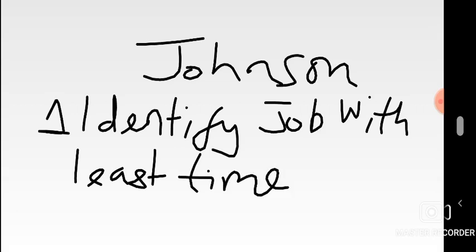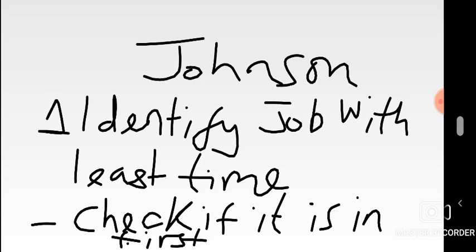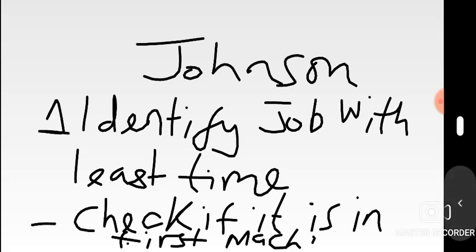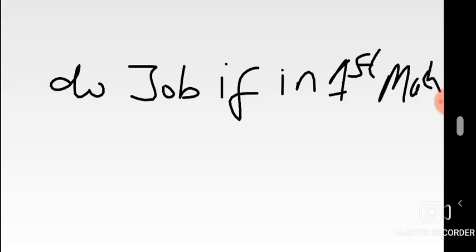Once you identify the job with the least time, the next point is to check if it's in the first machine. What will happen if it's in the first machine? If it's in the first machine, do the job first. Do job first if in first machine. That's the point. So that's the first rule.